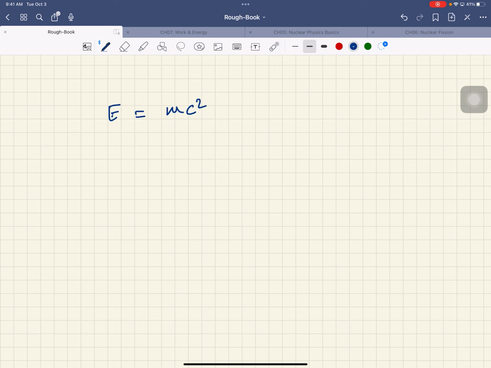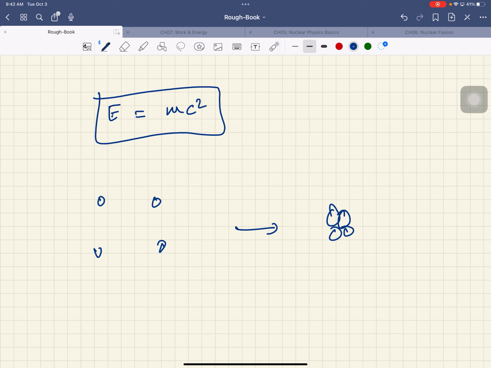This is Einstein's equation. What Einstein's equation tells you is, c is the speed of light, m is the mass, E is the energy. In any energy conversion, you're converting mass into energy. So how are you converting mass into energy? You take ingredients and you form a bound state, and the tighter this is bound, the less it weighs.